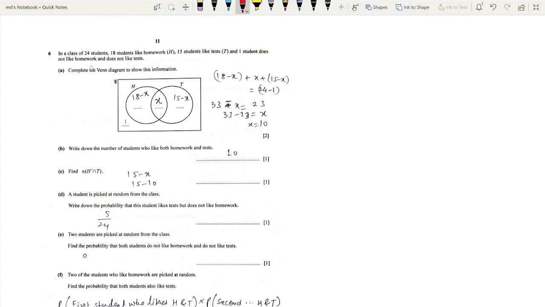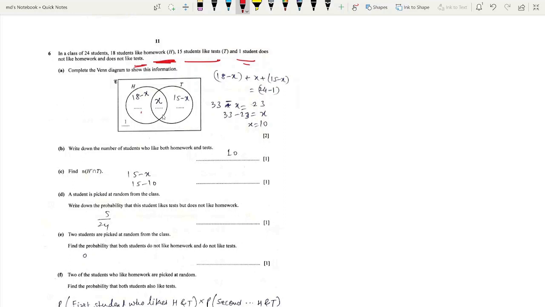In a class of 24 students, 18 students like homework. Oh, great. Students are liking homework. Good. And 15 students like test. And one student does not like homework, does not like test. Okay. So we have to fill this diagram. That's fine. This set for homework, this set for test. And one doesn't like any. So one will be here. Already it was given 1.